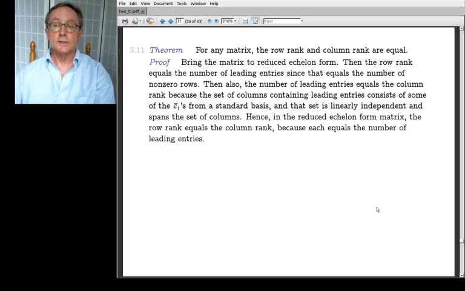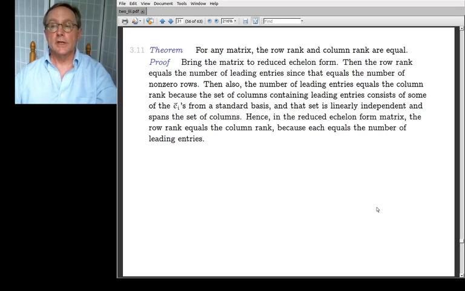Then the row rank, of course, is the number of leading entries. That's the number of linearly independent rows is equal to the number of leading entries, because each of the rows in what's left has a leading entry. But the number of leading entries equals the column rank, because the set of columns containing leading entries is some subset of the e_i's from a standard basis. Because when you do reduced echelon form, you eliminate up as well as down, and so all you have is a bunch of zeros with one single one in that column. That's an e_i.